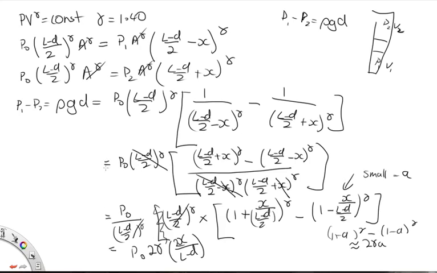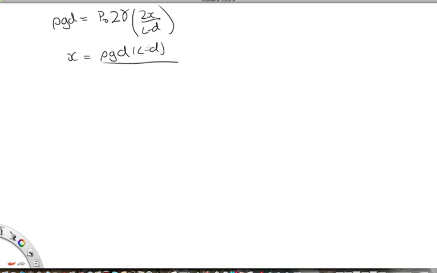Okay, now this is all equal to rho G D. We just need a little bit more room, so let's start a new page. Okay, so the last line we had rho G D is equal to P naught times 2 gamma times 2x over L minus D. Now what we're trying to find is x, so let's rearrange this. We've got x is equal to rho G D. Now this L minus D comes up the top and we'll have divided by this 4 gamma P naught.